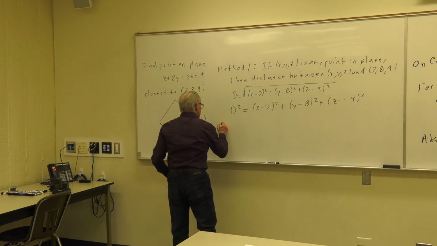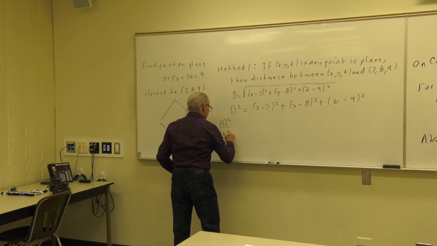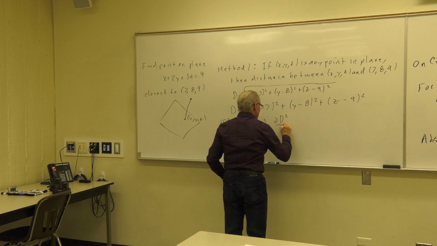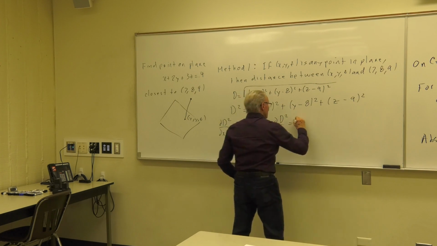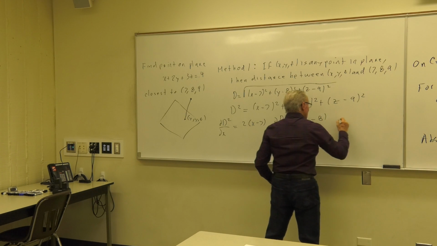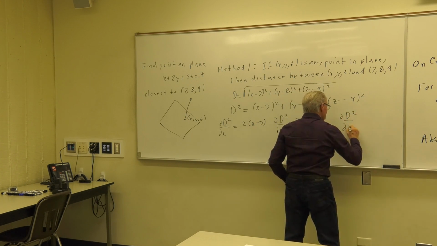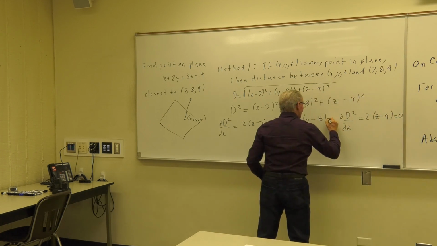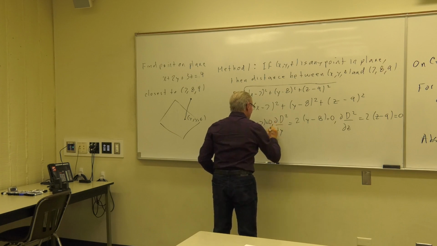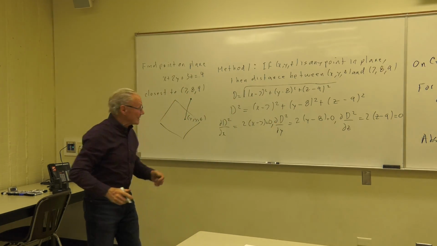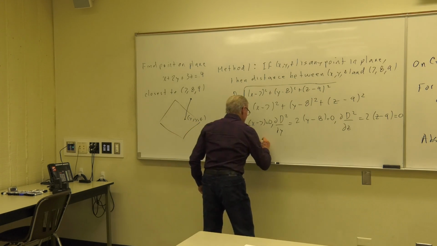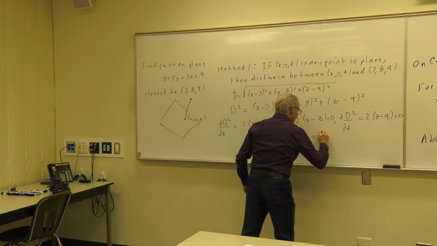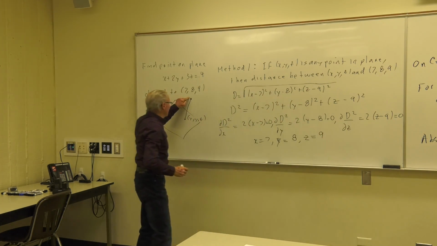If you differentiate with respect to x, you get 2 times (x minus 7). If you differentiate with respect to y, you get 2 times (y minus 8). And if you differentiate with respect to z, you get 2 times (z minus 9). If you put those all equal to 0 for a critical point, what do you get? You get x equals 7, y equals 8, and z equals 9, which is kind of strange, because that's this point here.